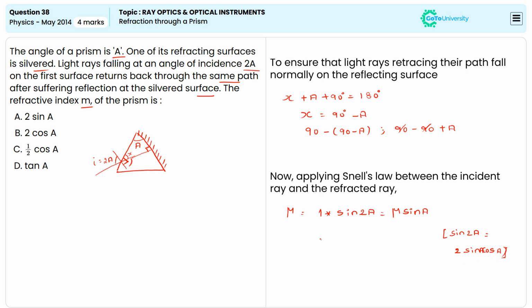By substituting this, we get 2 sine A cos A equal to mu sine A. If I cancel sine A on both sides, we get mu equal to 2 cos A. This is the answer, which we can see in option B. 2 cos A, option B is the right answer.